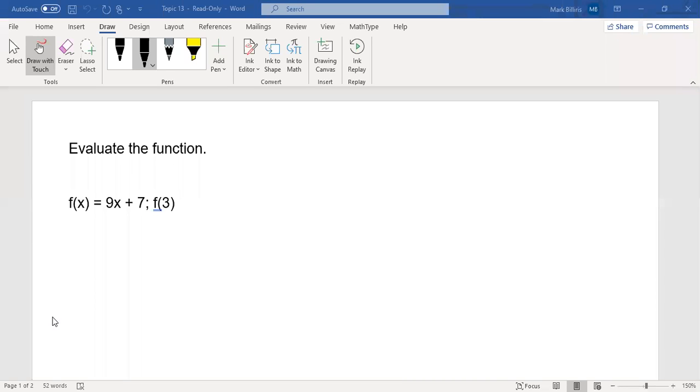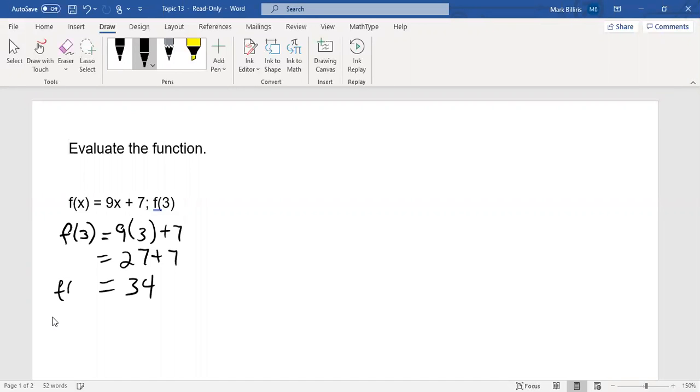Let's review the concept of evaluating functions. So in this case, we have f of x equals 9x plus 7, and we're asked to evaluate f of 3. So to evaluate f of 3, we replace all instances of x in the function with 3. So this becomes 9 instead of 9x, 9 times 3 plus 7. So 9 times 3 is 27, and 27 plus 7 is 34. So f of 3 would equal 34.